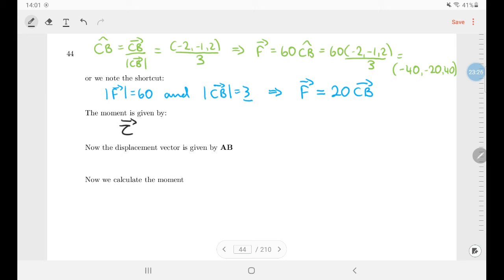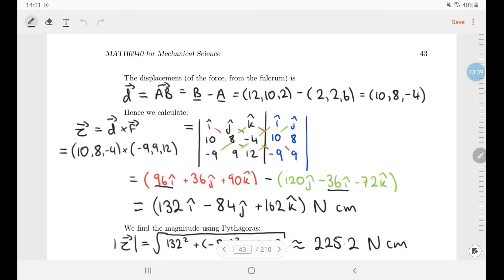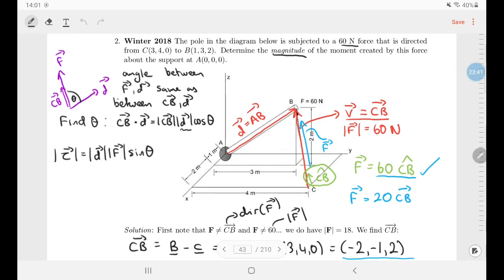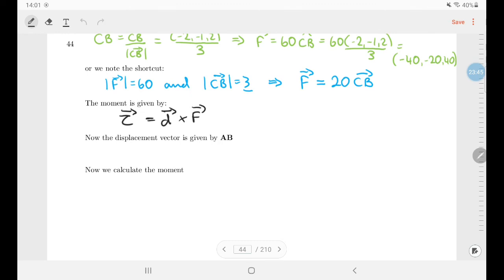and we'll have to focus on the question in a moment. We'll do that. Like, what is it actually looking for? So we know the force. The displacement is given by AB, it says. So let's go back. Let's look at our picture. Yeah, the displacement goes from A to B. B is coordinates 1, 3, 2. B is 1, 3, 2, and A is the origin.